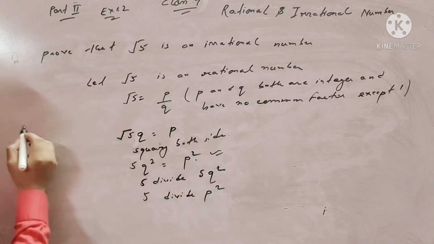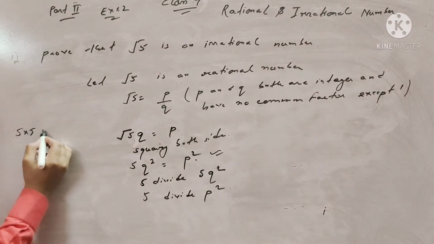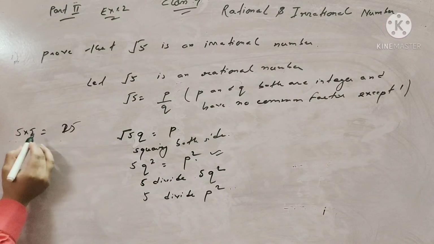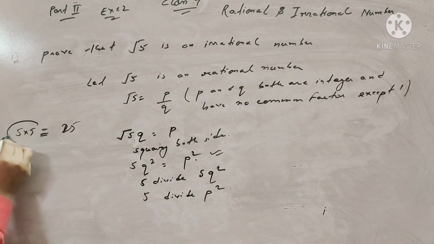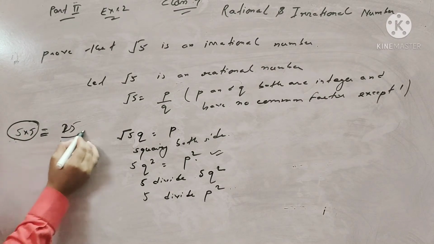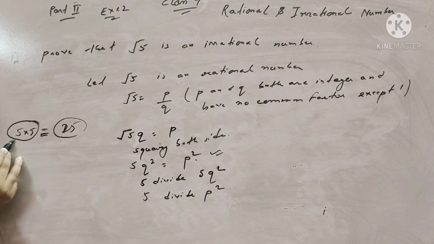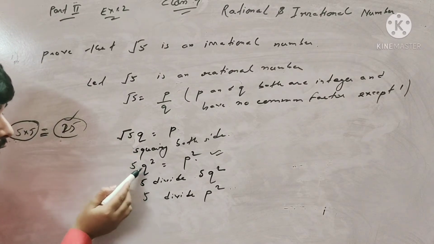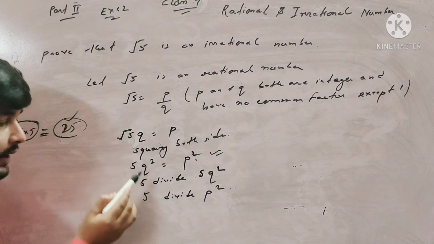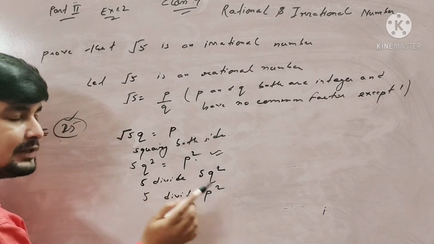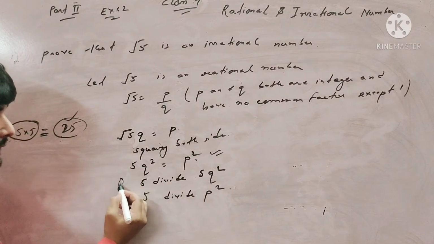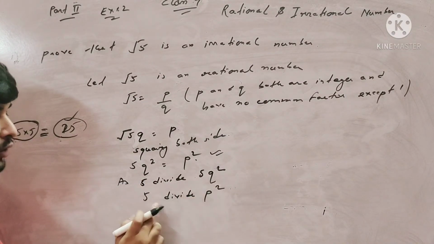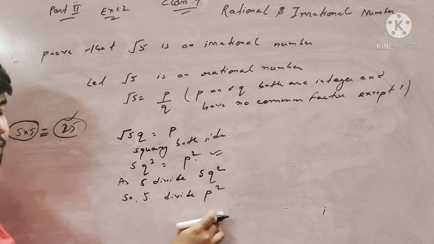This is equal to this portion. Suppose this is written 5 into 5 and this is written 25. That means this portion is equal to this one. So if this one is divided by 5, that means this value is also divided by 5. That's why we write that 5 divides 5q square, therefore 5 divides p square also.